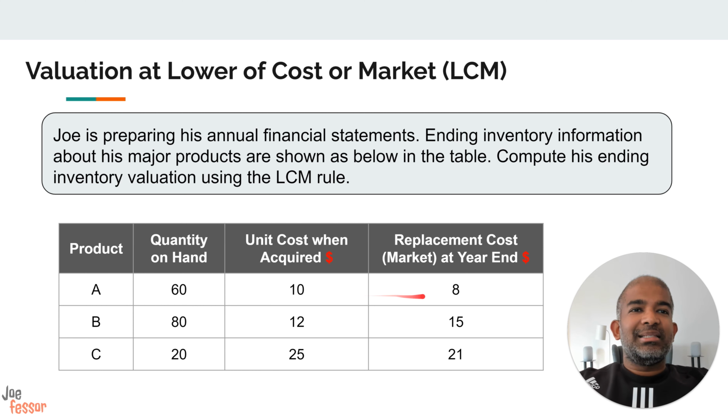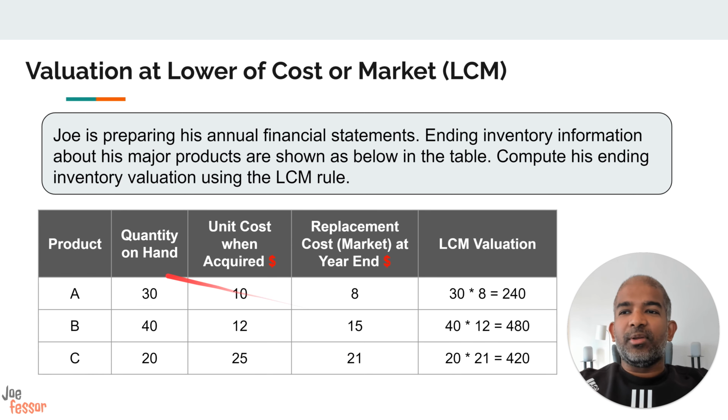So for product A, you can see that the replacement cost or the current market value is lower than the cost of acquisition, so you need to update your inventory using the $8 instead of the $10. For product B, the replacement cost is actually higher, so you don't have to make any changes. For product C again, the replacement cost is lower than the cost of acquisition, so you will have to make the necessary adjustments. Let's see how to calculate this new updated inventory valuation. For product A, the 30 units on hand, originally the valuation would have been 30 times 10, 300, but the new valuation should be 30 times 8, which is 240. So the valuation of the inventory has to be lowered by $60.